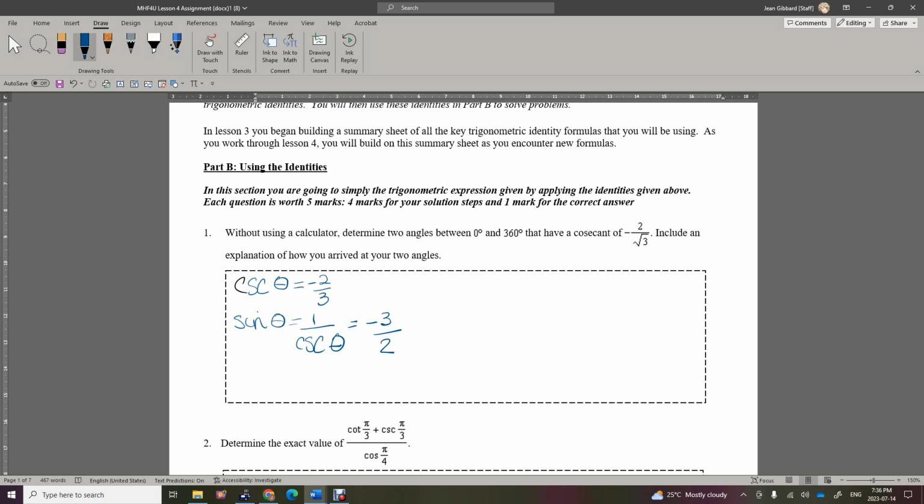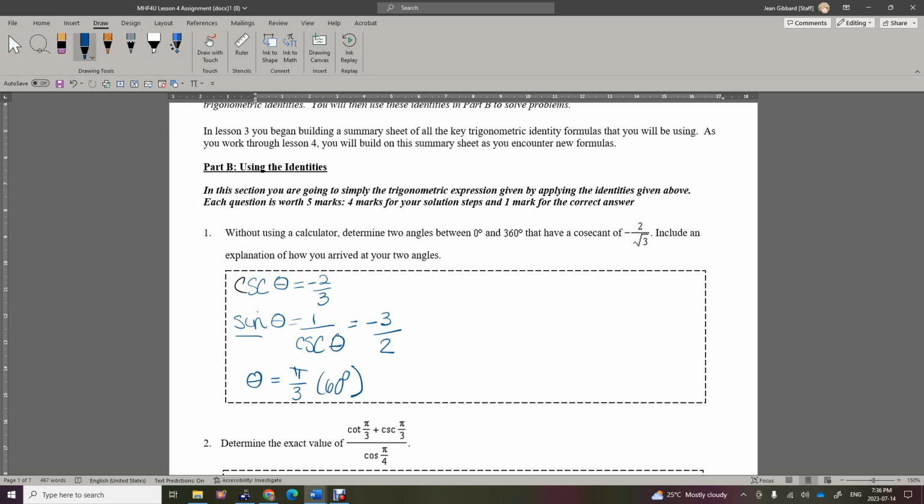Now, if we take a look at our tables, we know that the sine of 3 over square root 2 is going to give us pi over 3, which is 60 degrees.